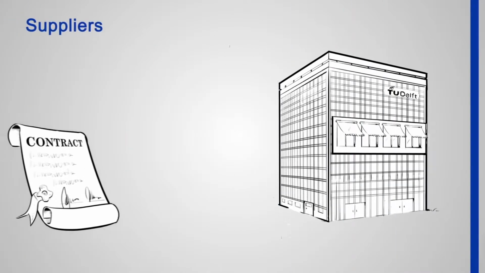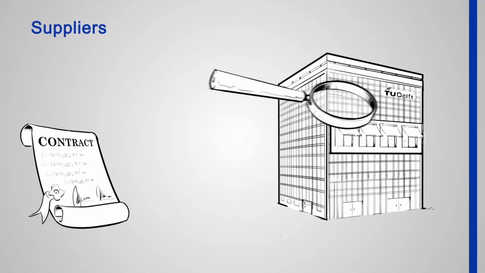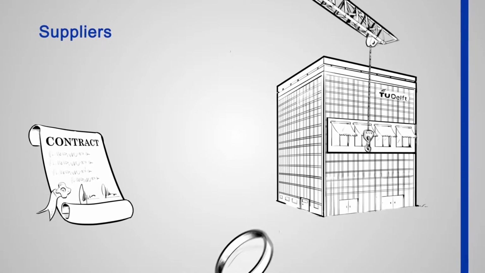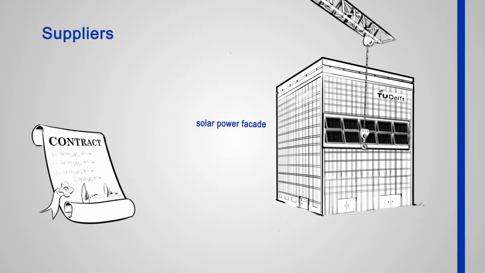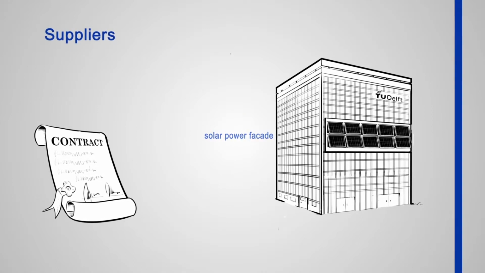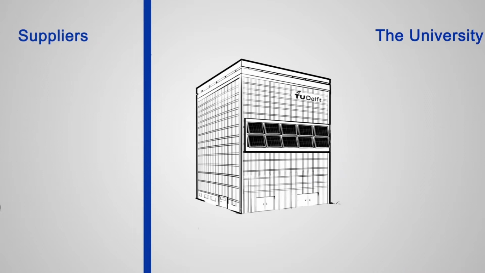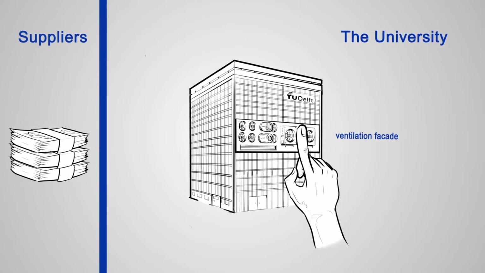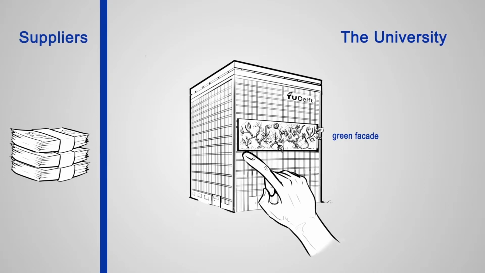Suppliers retain ownership of the façade and will be responsible for monitoring its performance and upgrading its components, making sure they remanufacture or recycle old parts and provide optimal comfort and functionality. For this service, the university will pay a monthly fee and can choose to swap, remove, or improve systems as their needs change over time.